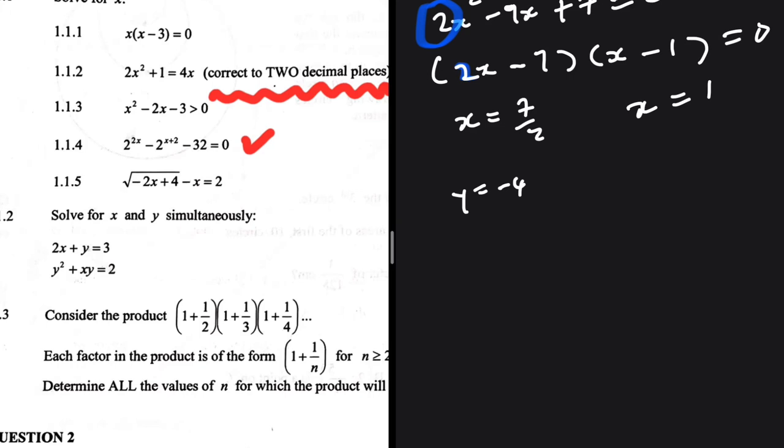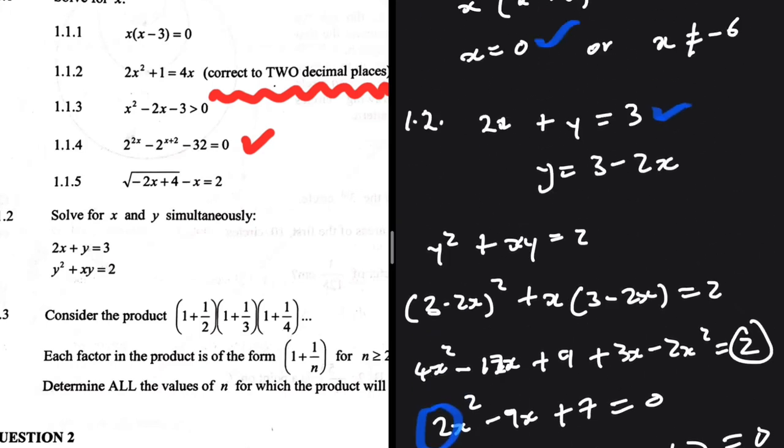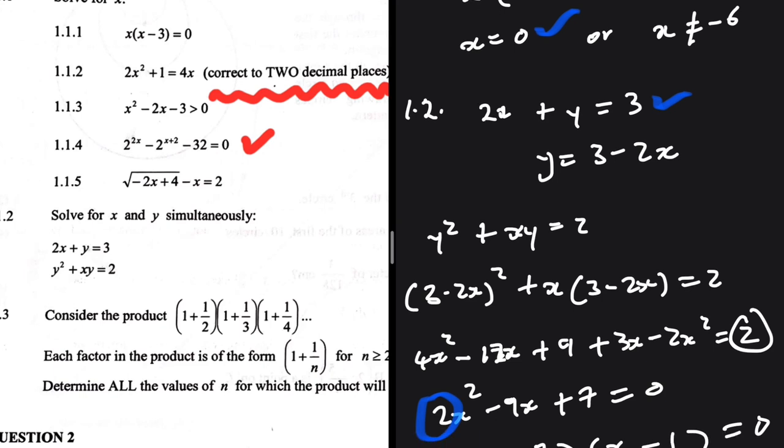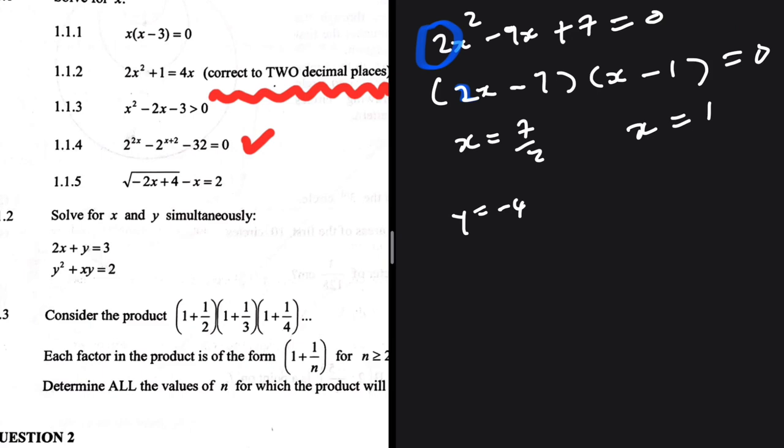What about the case where x is equal to 1? So 3 minus 2 multiplied by 1, that just gives us 1. So y is equal to 1.